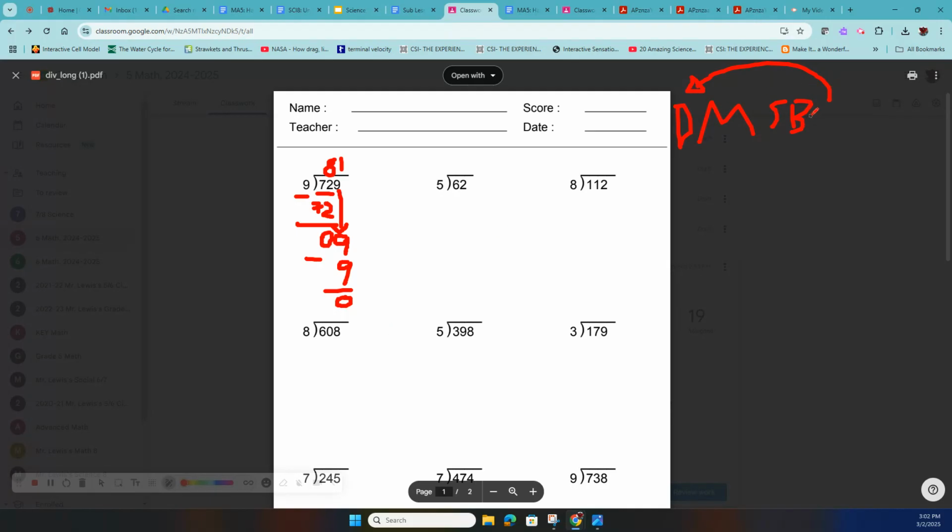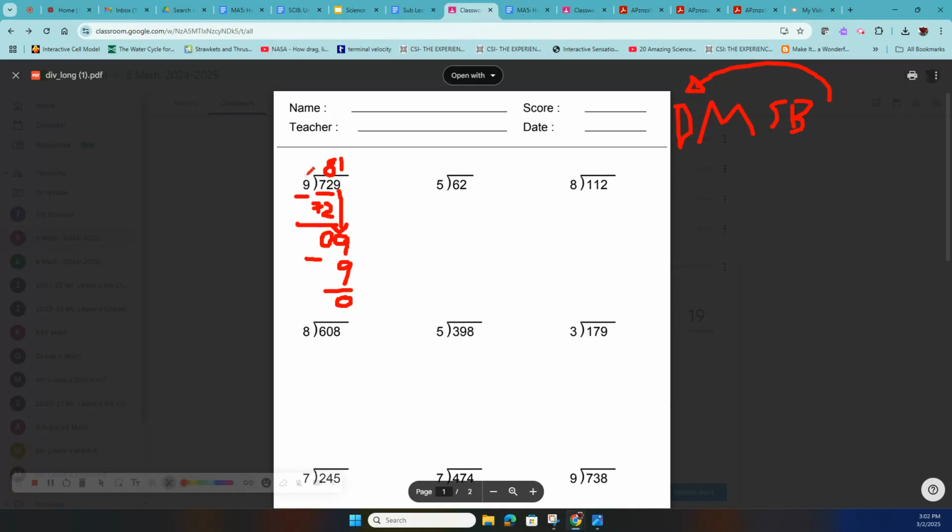Next step, bring down. Oh, I've got nothing else to bring down. So at this point, if I've got nothing else to bring down, and after I subtracted, I've got a 0, I know I'm done. So I can say 9 divides into 729 81 times.